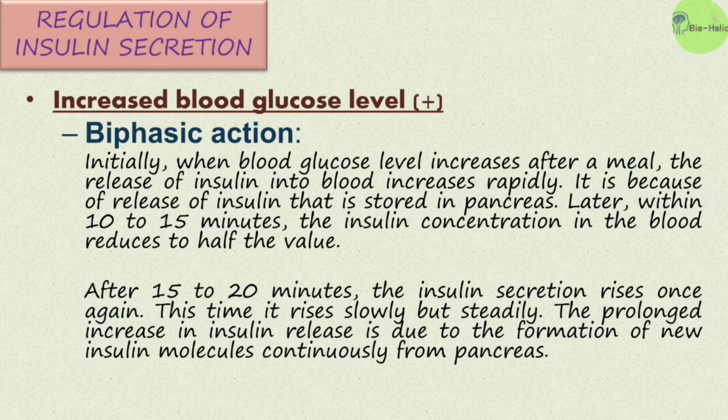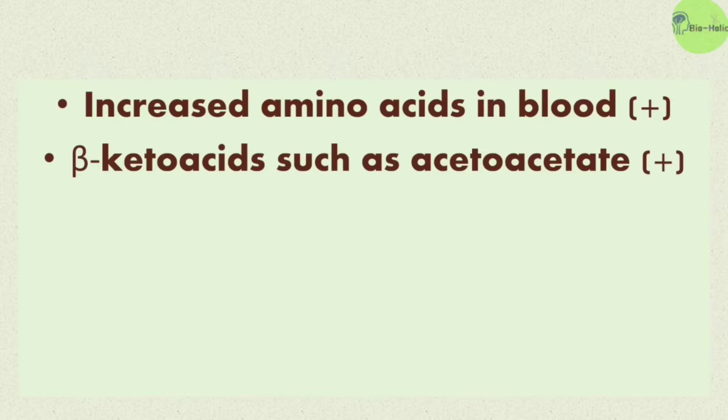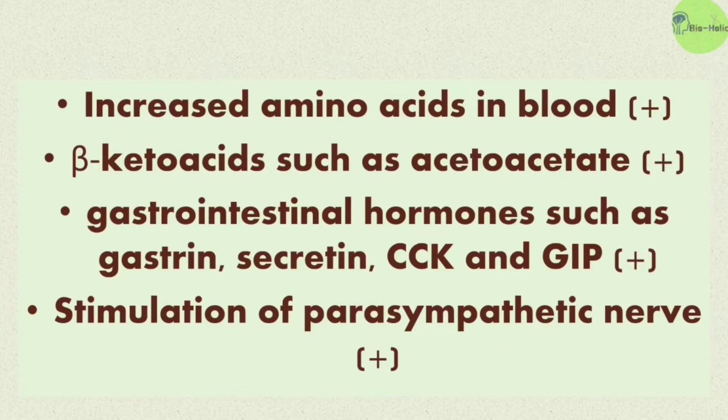But after 15 to 20 minutes the insulin secretion rises once again. This time it rises slowly but steadily. The prolonged increase in insulin release is due to the formation of new insulin molecules continuously from the pancreas. Beside this blood glucose level, an increased amino acid level, action of beta keto acids such as acetoacetate, action of gastrointestinal hormones such as gastrin, secretin, cholecystokinin and GIP, and also due to the stimulation of parasympathetic nerve, insulin secretion is enhanced. Now let's move to the glucagon.